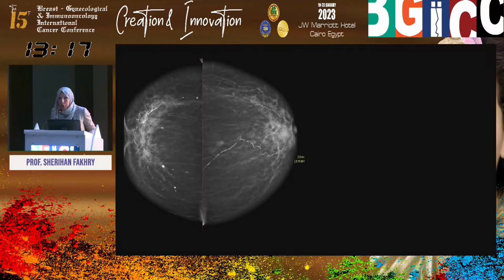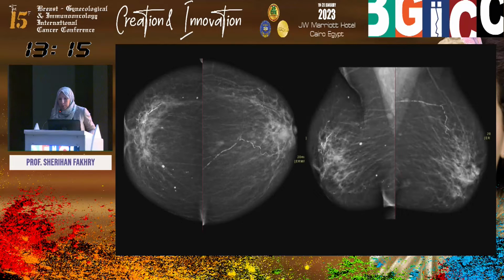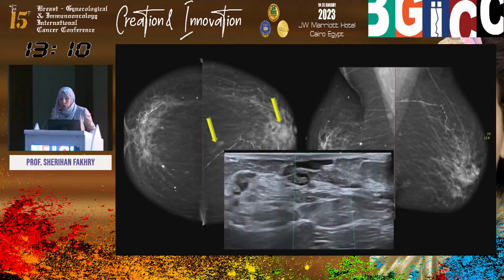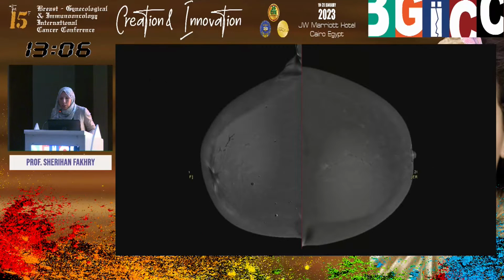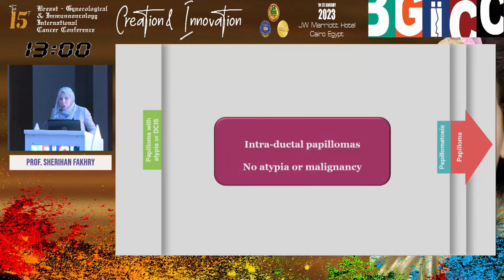In this case, mammography showed left breast, retroareolar, and deeply seated focal asymmetries. By ultrasound, there were dilated ducts with echogenic contents. By contrast mammography, there were multiple enhancing nodules. The pathology revealed intraductal papillomas.